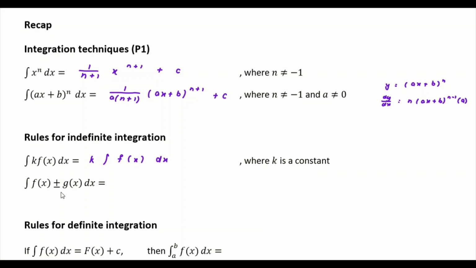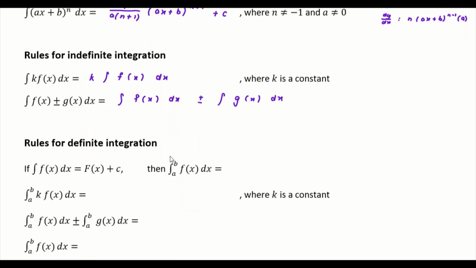The second one is if you have two functions inside the integral, then we can split them out. I can integrate f of x with respect to x, plus or minus the integral of g of x with respect to x. So instead of doing them together, we just split them up and then do it as normal, like how we solve a single expression.